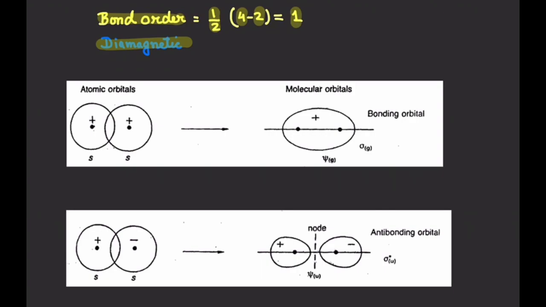This is the linear combination of atomic orbitals, and here we are more interested in the valence atomic orbitals. This is 2s and this is 2s, and the positive sign indicates that these atomic orbitals are in the same phase. Due to constructive interference, a bonding molecular orbital will form.